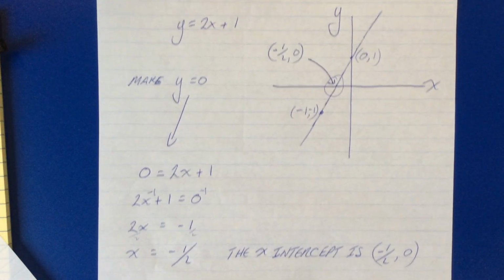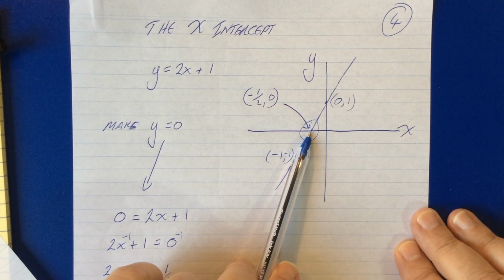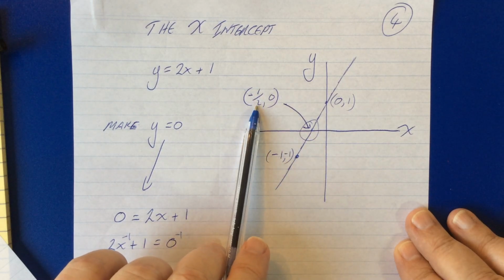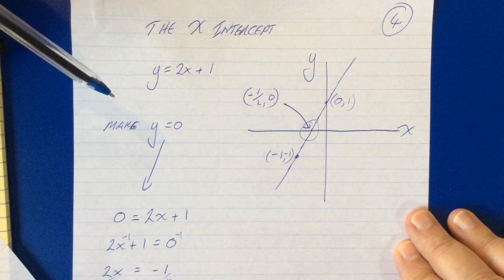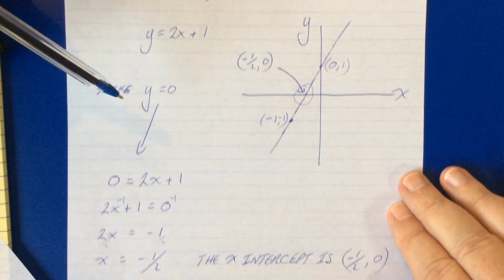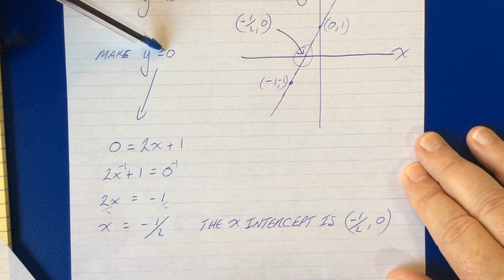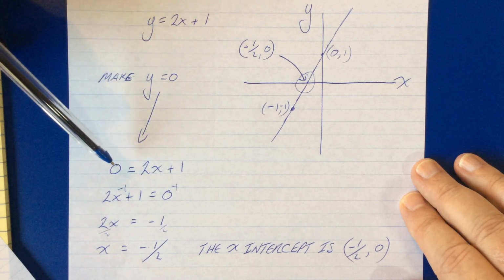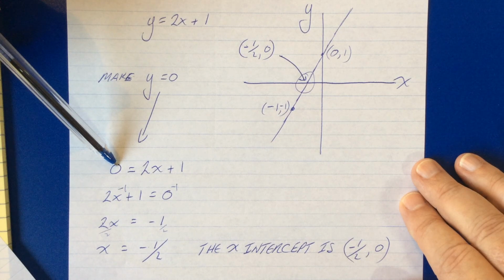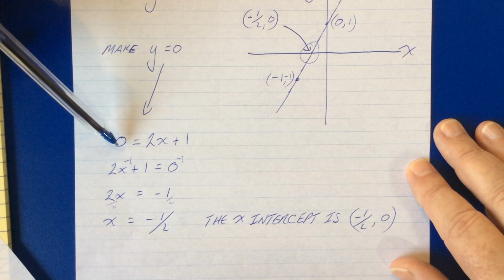Okay, how do we find the x-intercept? That's this thing here. And just to spoil the surprise, I'll tell you that it's negative 1/2, 0. So how do we do that? How do we find that? It's relatively simple. You make y equals 0. Oh, what does that mean? Well, what it means is that you take this equation, and where the y is, you put 0. And then you go to work to find x. Okay, so let's do that.